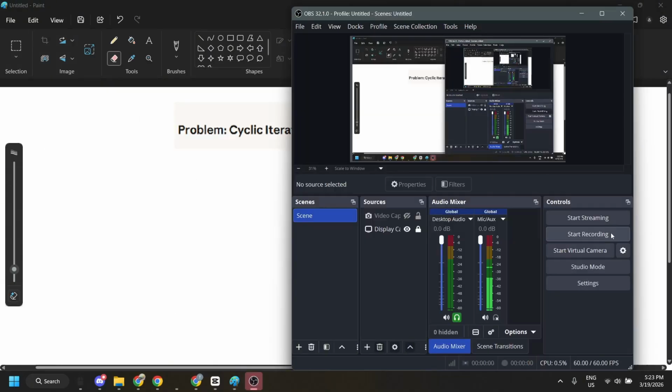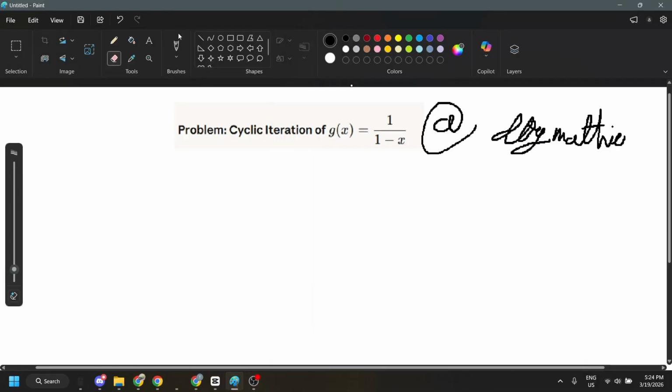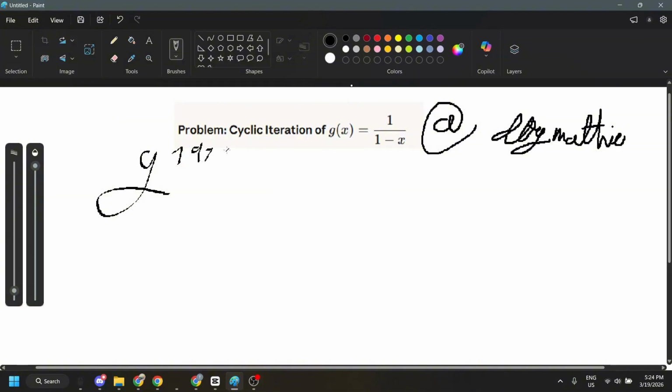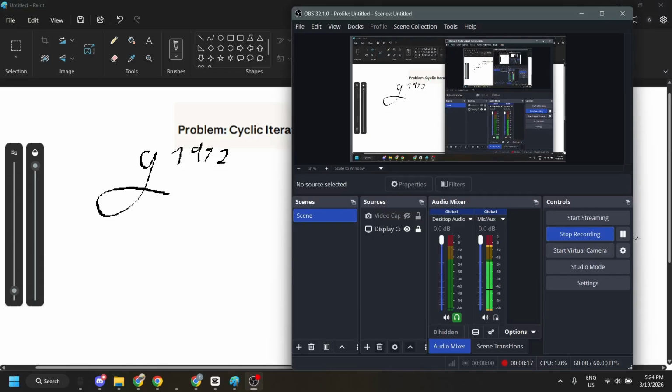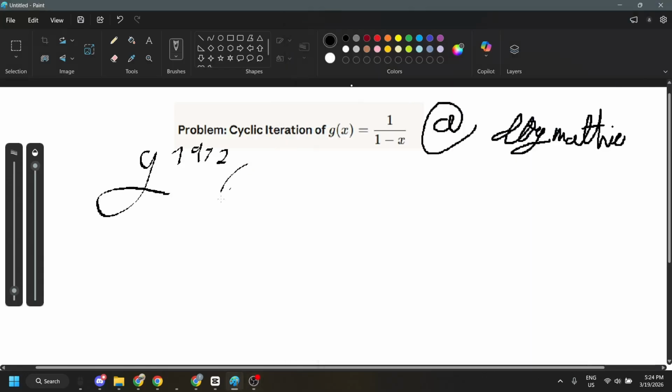Bye. Hi guys, this is just a continuation of the video. I forgot to solve part of it. I was also asked to find g to the 1972, wait, let me make sure it's the right number. Yeah, it's the right number. g of 1972 of x. g to the 1972 of x.